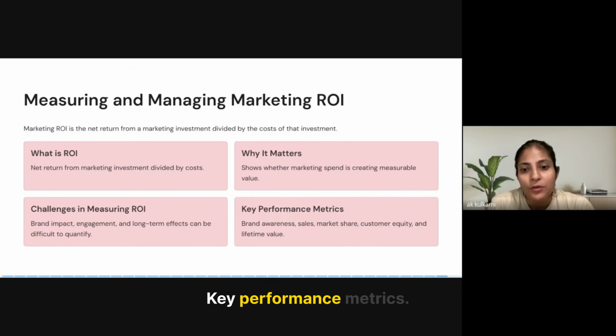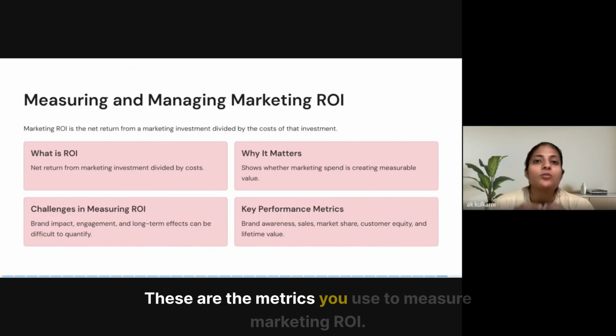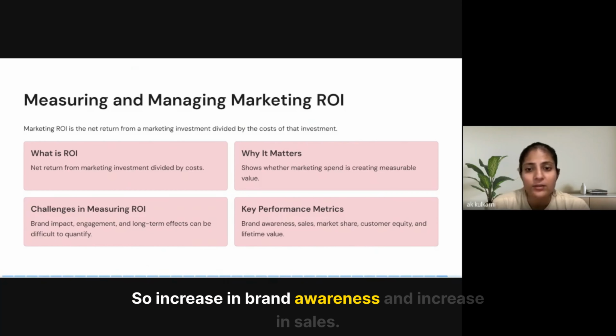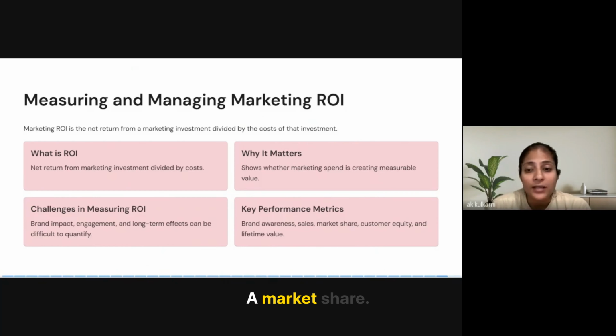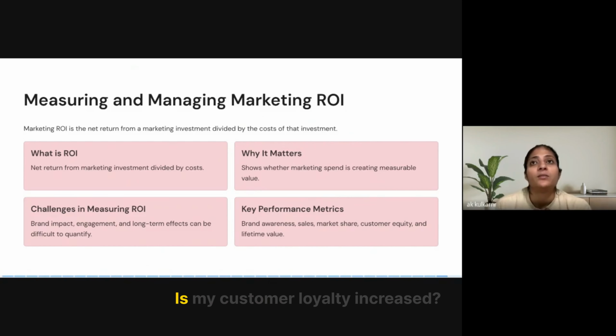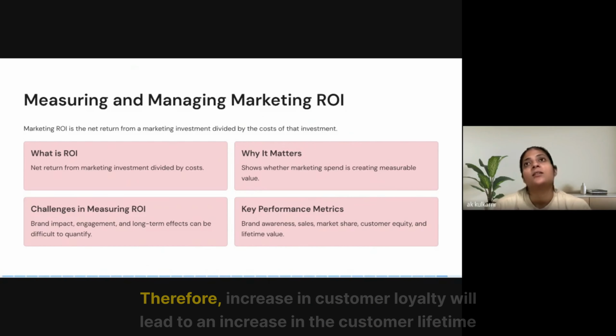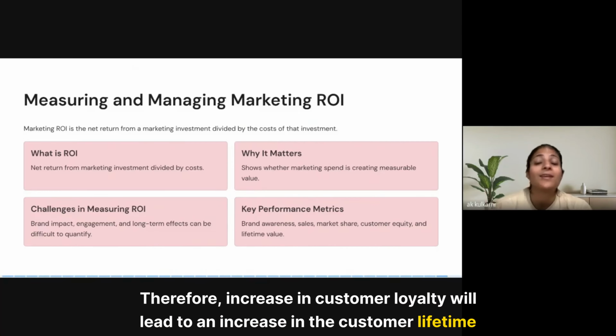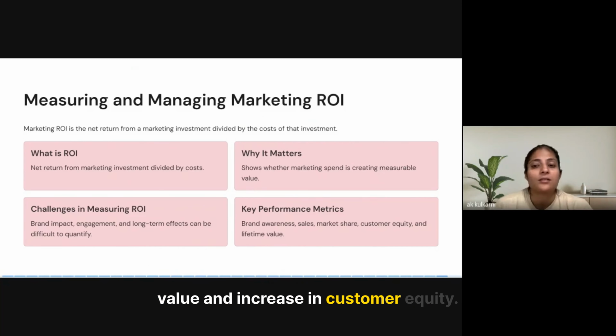Correct? Key performance metrics. These are the metrics you use to measure marketing ROI. So increase in brand awareness and increase in sales. Market share: has my market share increased? Do people know more about me? How much is my market share? Has my customer loyalty increased? Therefore, increase in customer loyalty will lead to an increase in the customer lifetime value and increase in customer equity.